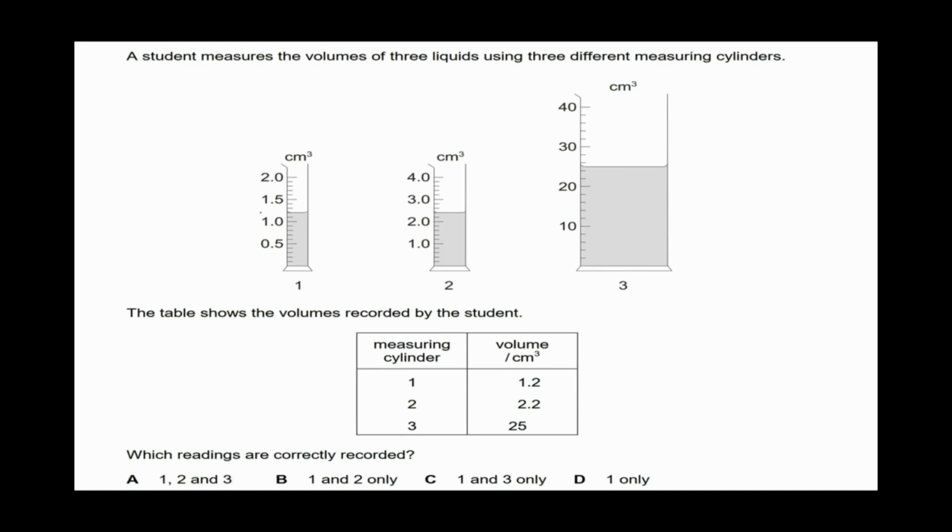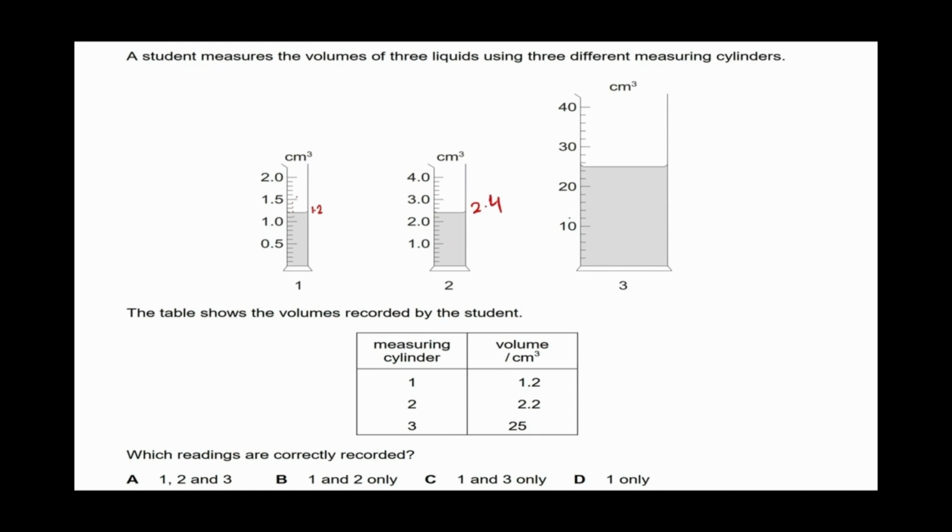Look at this. We have here the first one. This is 1, this is 1.5. So this one is 1.1, 1.2, 1.3, 1.4, 1.5. Look at the volume here, it is 1.2 cubic centimeter. This one, this is 1, 2, 3. So this is 2. And I have here only 5 spaces. So this one is 2.2, 2.4, 2.6, 2.8. So this one is 2.4.